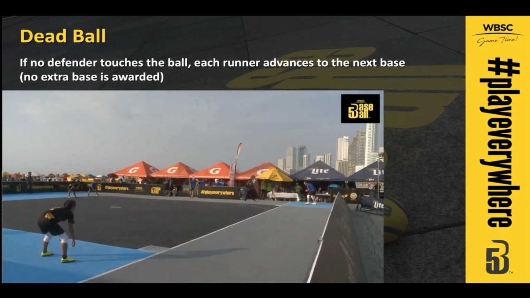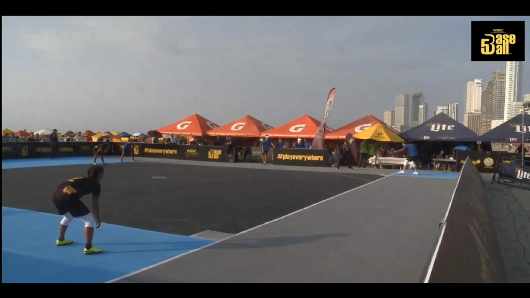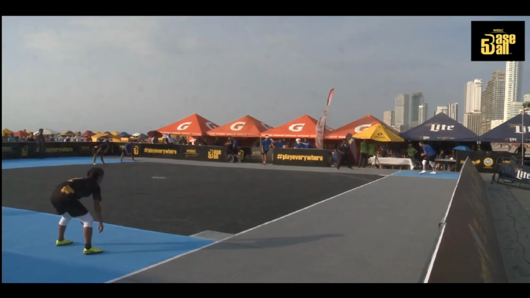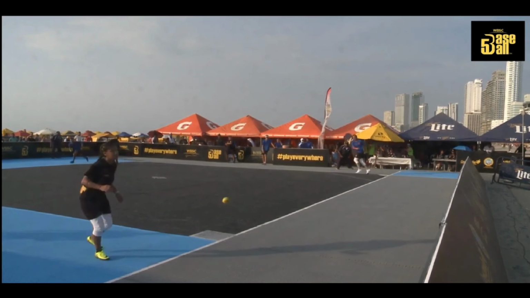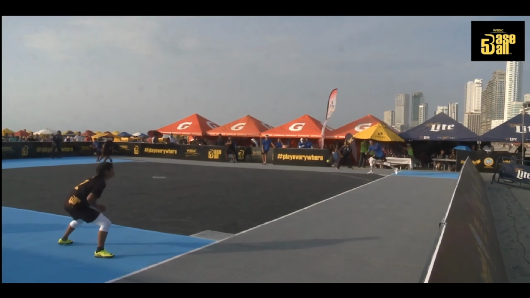We're going to start with a familiar example. In this case, no defender touches the ball before it leaves the field, and the result is that each runner simply advances to the next base. This is our same hit that we showed you a moment ago. It's a fair ball because the first bounce is in fair territory, but then it goes out of play and it becomes a dead ball.